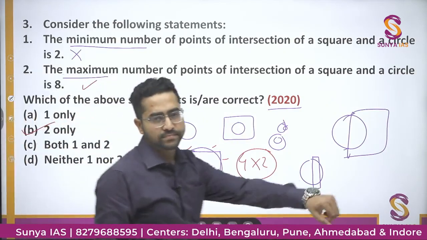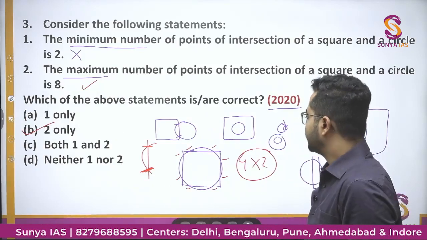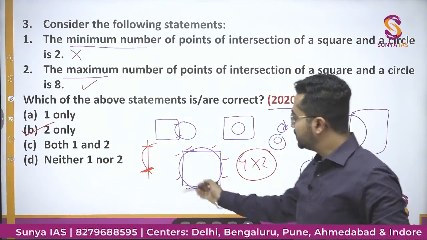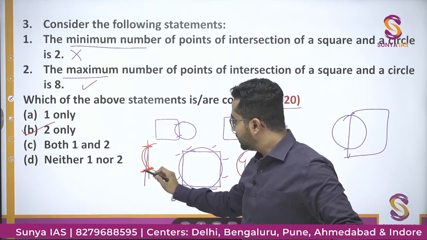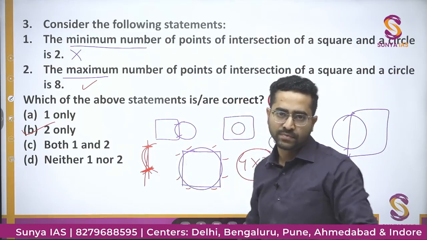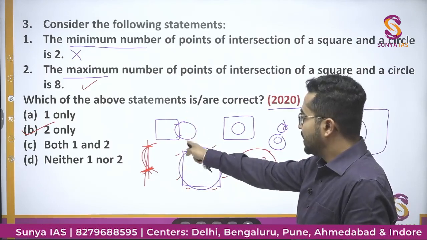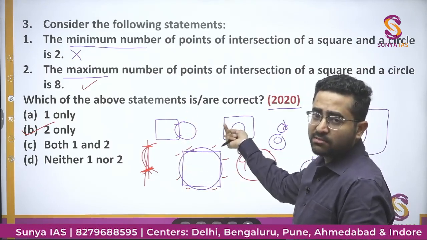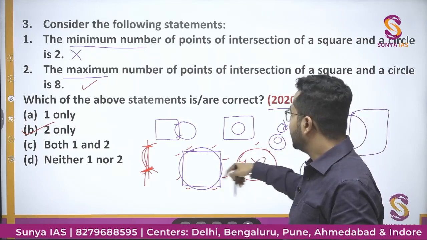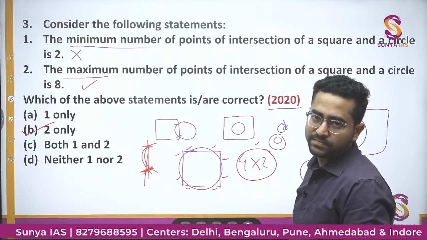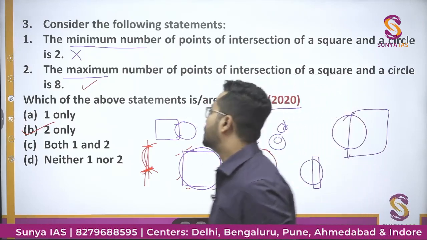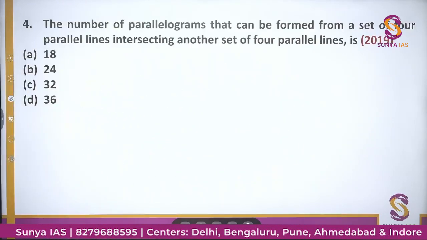Any doubt in this? There is nothing here. You should remember this concept: if an arc and a line are cutting, then maximum 2 intersection points can be there. Okay? So one line can cut an arc two times, then 4 lines maximum 4 × 2, 8 times can cut, and that's how we get the answer. Okay. We'll move on to the next question.